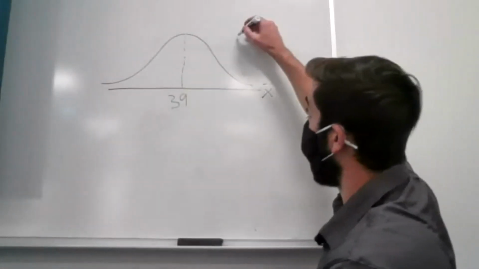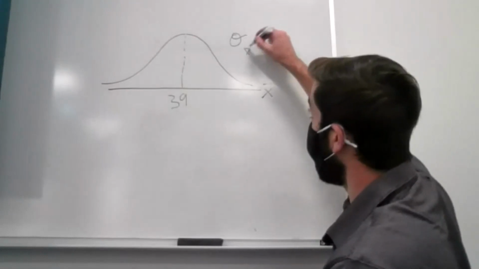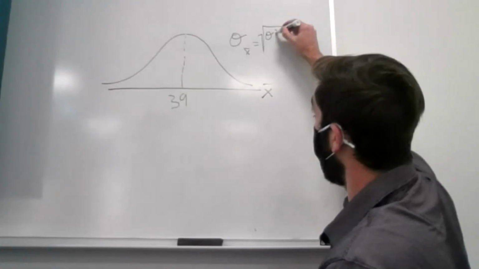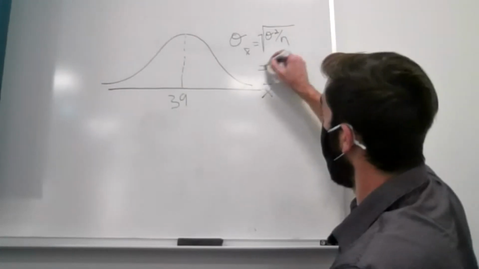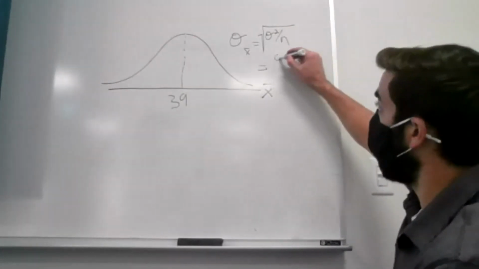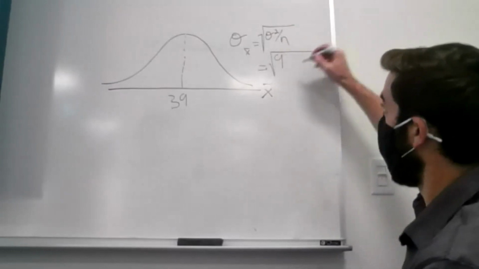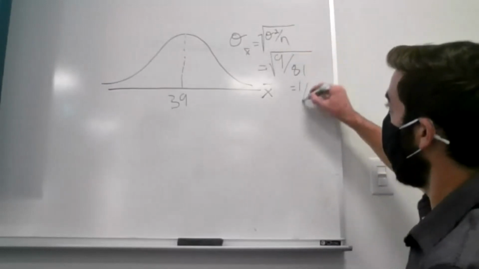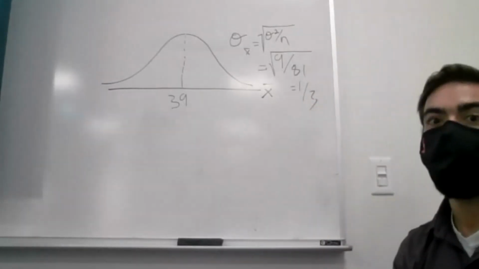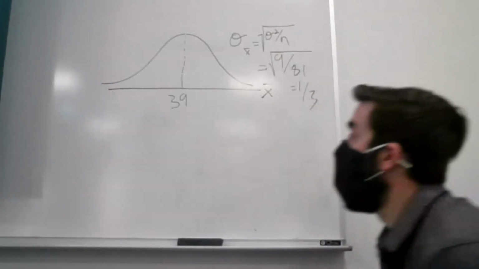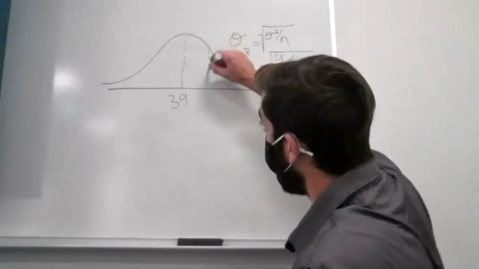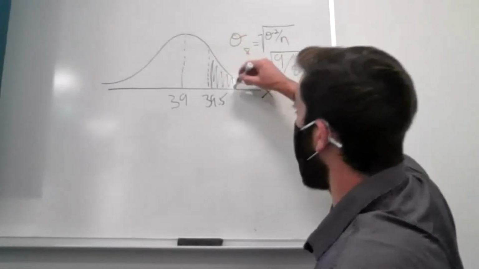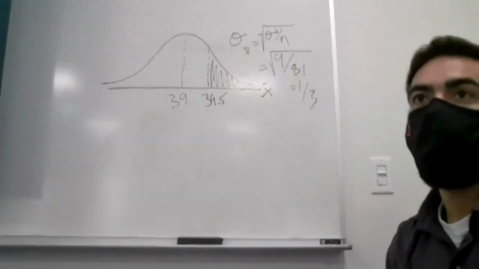Now, I could have ahead of time also found the standard deviation of my sample means. This is just the square root of the variance over the sample size. I was told the variance is 9. Sample size is 81. If I actually put that in my calculator, I'll get 1/3. The question then asks, well, what's the probability I see a sample mean from those 81 births that's over 39.5?